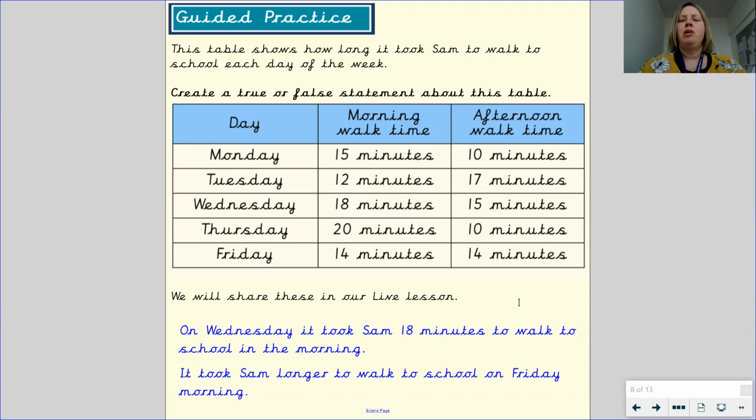Is that true or false? It's false because it took him 14 minutes to walk to school on Friday morning and 20 minutes on Thursday. So it took him longer to walk to school on Thursday morning. Can you write down your own statements and post them on Tapestry with your work for me so that I can see these?